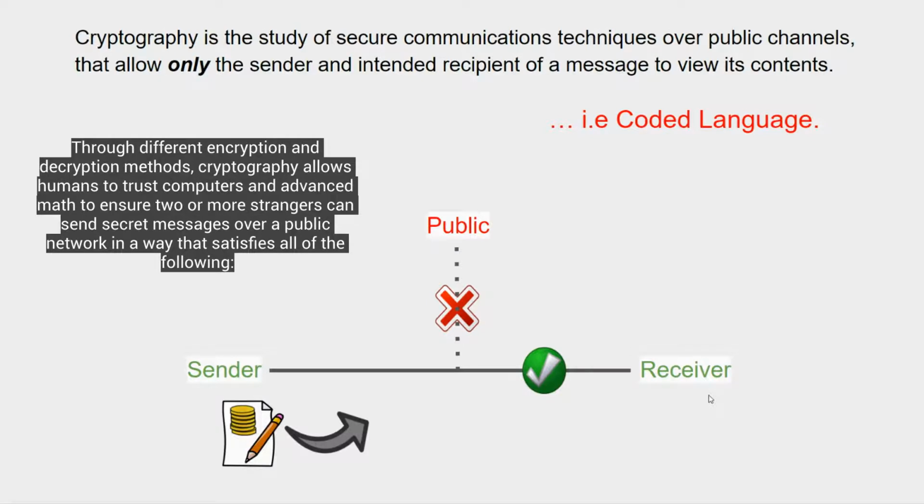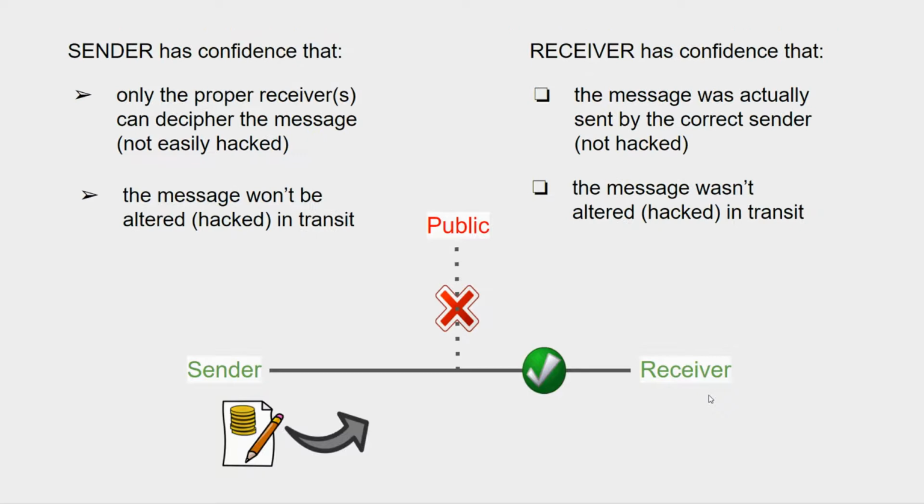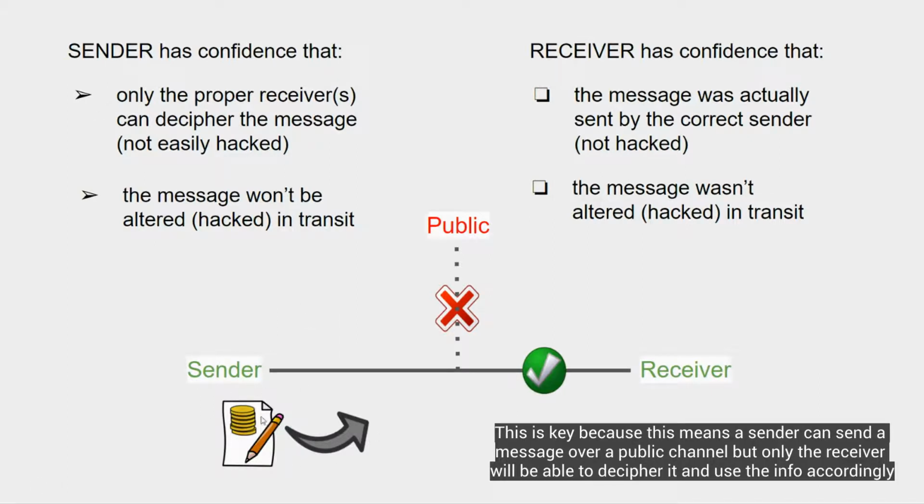Through different encryption and decryption methods, cryptography allows humans to trust computers and advanced math to ensure two or more strangers can send secret messages over a public network in a way that satisfies all of the following. The sender has confidence that only the proper receiver can decipher the message, i.e., the message is not easily hacked. The sender has confidence that the message won't be altered in transit, i.e., the message won't be hacked. This is key because this means the sender can send a message over a public channel, but only the receiver will be able to decipher it and use the information accordingly.